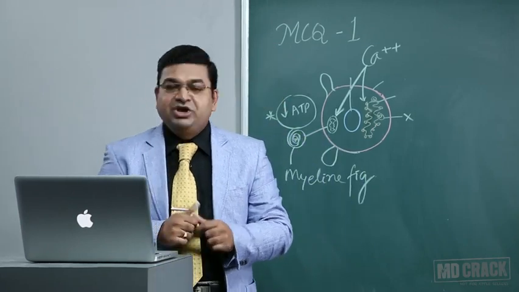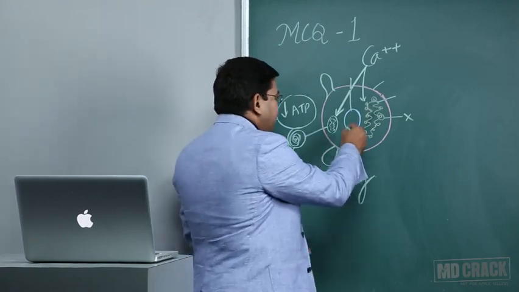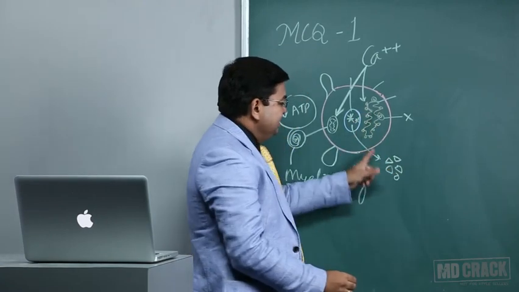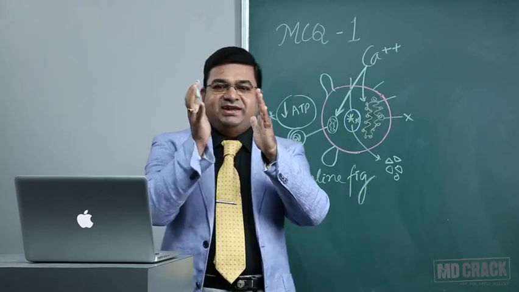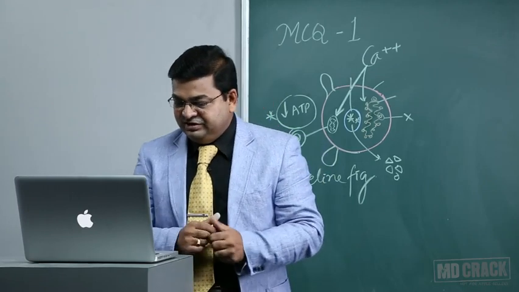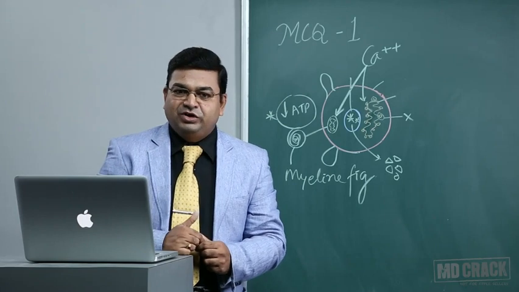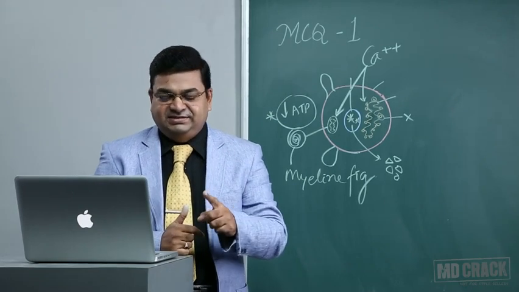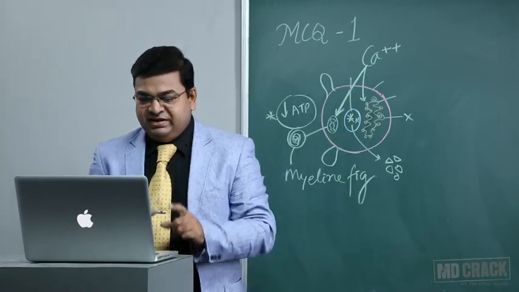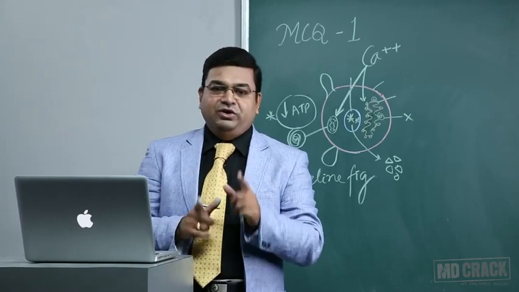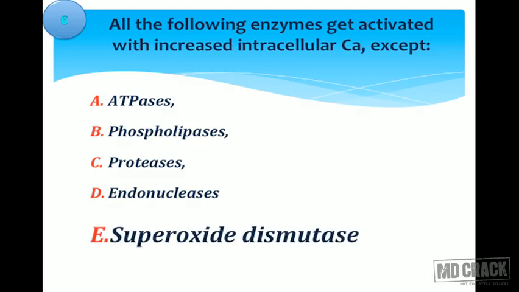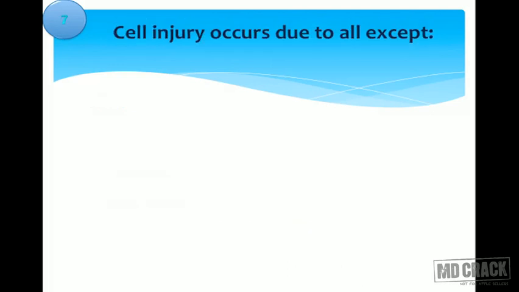Then the fourth enzyme, endonucleases. That is an enzyme which will break down the DNA. DNA undergoes fragmentation. What do you call this? Fragmentation of DNA is karyorrhexis, and that also is done by increased levels of calcium ions. See the fifth option, superoxide dismutase. Do you remember? That is an antioxidant. Yes, that has no relation with increased calcium levels. So remember, the four enzymes that get activated are ATPase, phospholipases, proteases, and endonucleases. The answer should be superoxide dismutase, which is an important antioxidant. So that is the answer, right? Proceed to the next question.